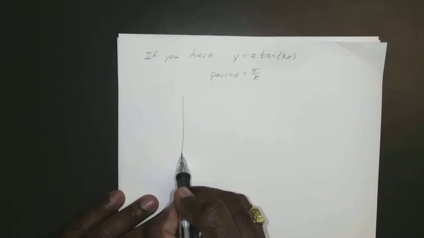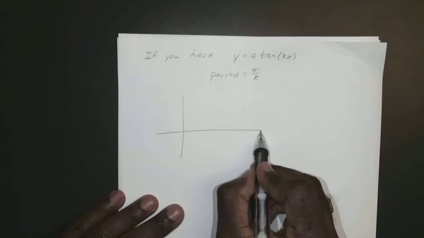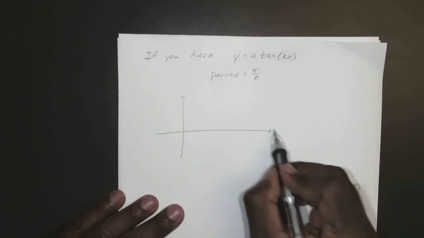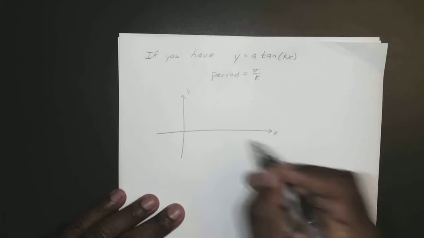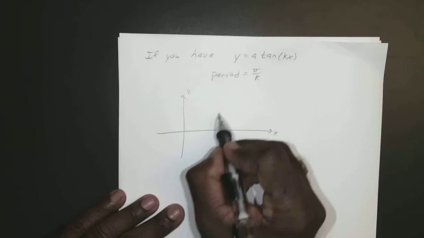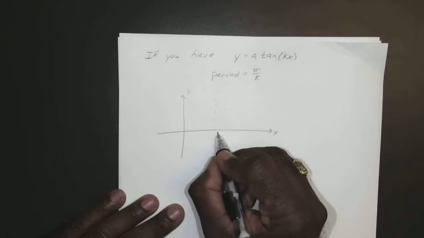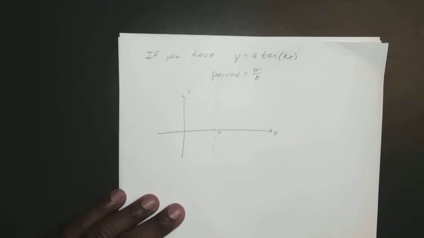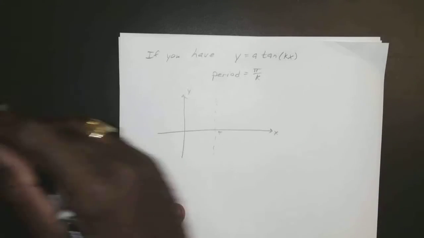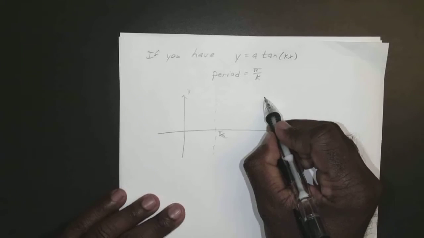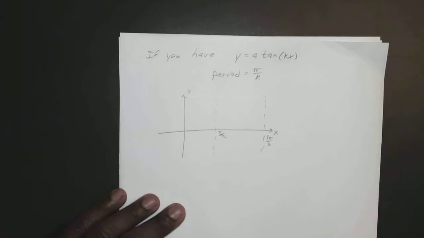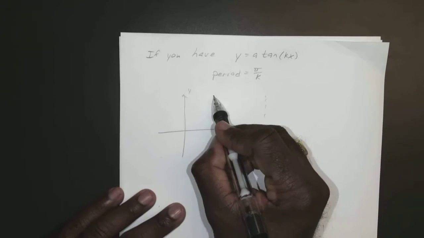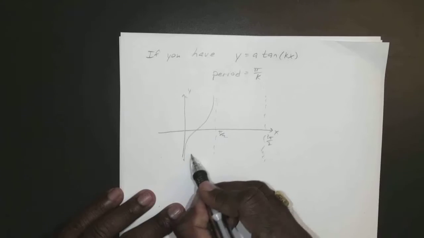So let's say if we do a quick sketch of that. So you have your x and you have your y. And remember, you have your asymptotes at 0, pi, nope, that's pi over 2. And 3 pi over 2, and 5 pi over 2, and so on. Okay, and remember, it looks kind of like that.